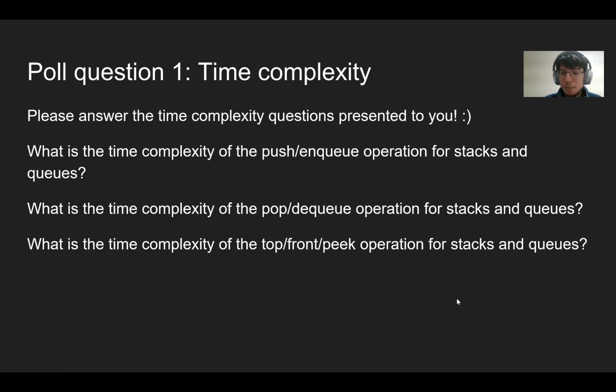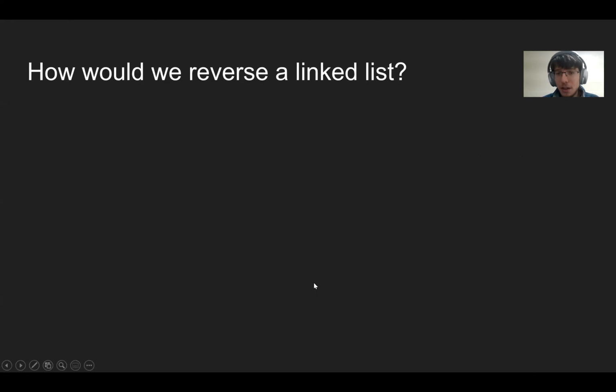And time complexity of top, front, peek for stacks and queues. Again, we're just looking at the element. So also O(1) time. So how would we reverse the linked list? This is another question for you guys.